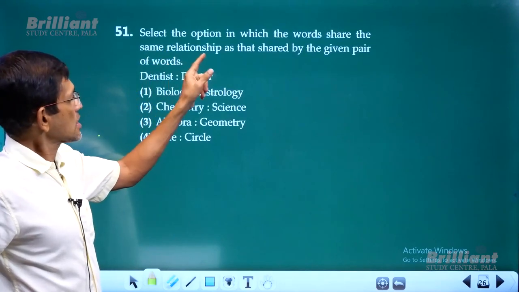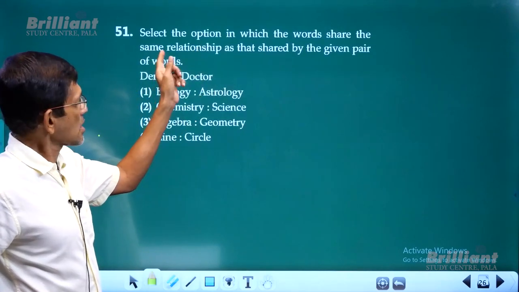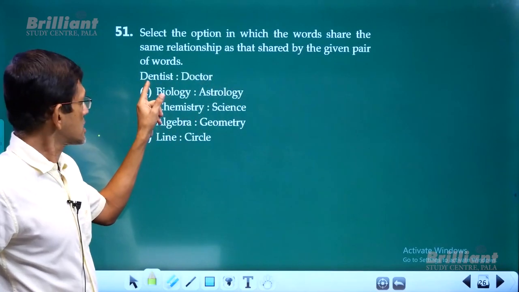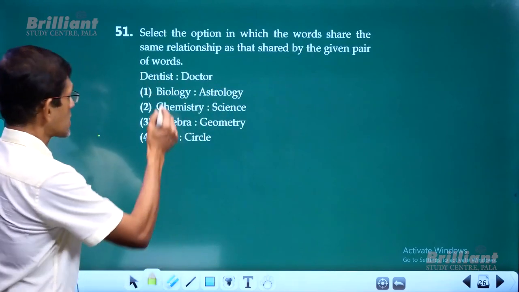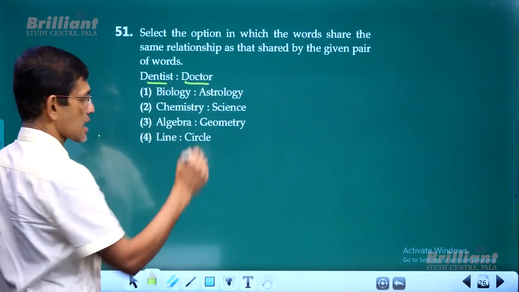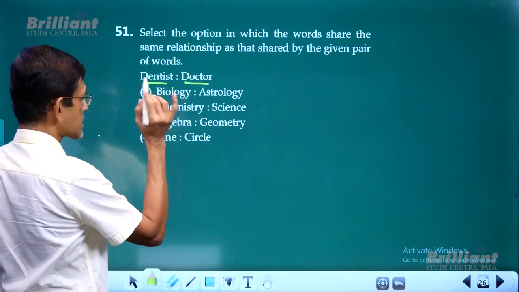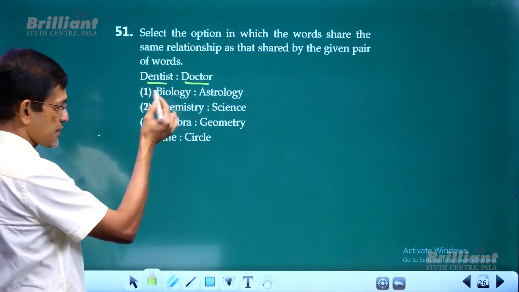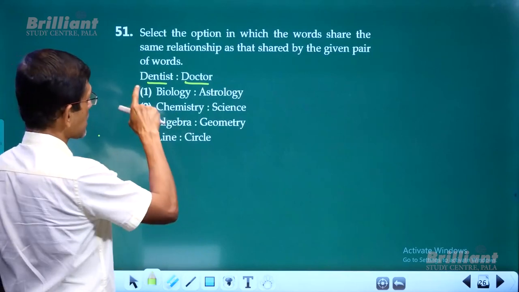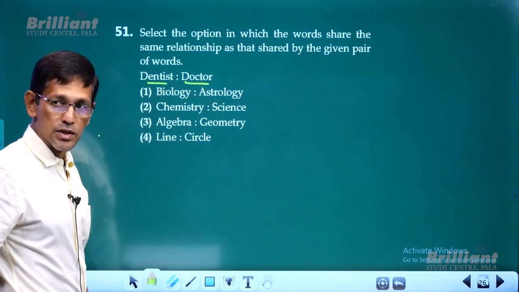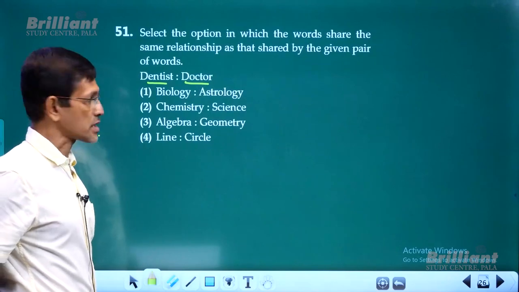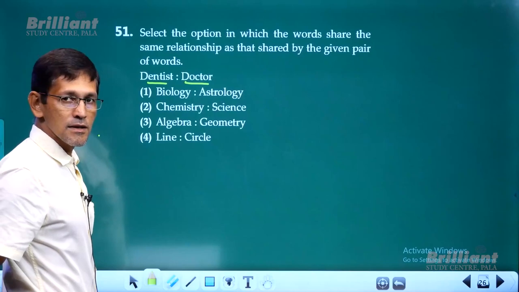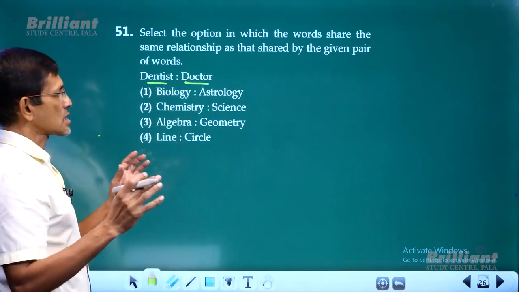Select the option in which the words share the same relationship as shared by the given pair of words. The given pair is dentist to doctor. So dentist, doctor, there's a relation. And we have to consider the same relation among these answer choices and find an answer choice which has the same relation as dentist and doctor. So what is the relation, dentist and doctor? Dentist is a doctor, correct? So that's the relation. Dentist is a doctor.